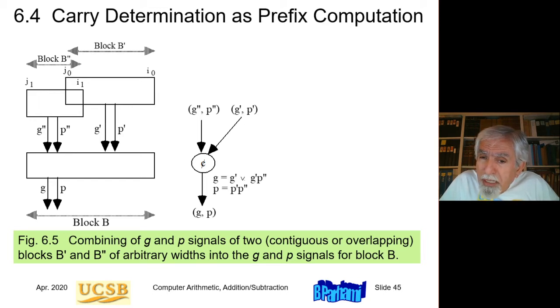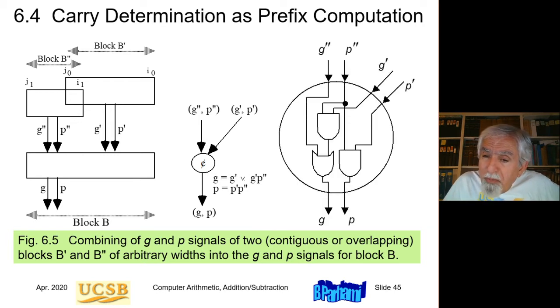So that box that you see at the bottom is that carry operator. It has 4 inputs, P prime, G prime, and P double prime, G double prime, corresponding to 2 touching or overlapping blocks. And it gives you the P and G signal for the overall block.